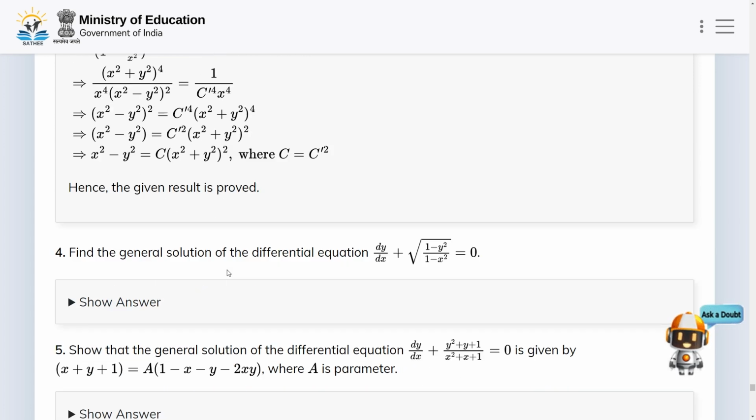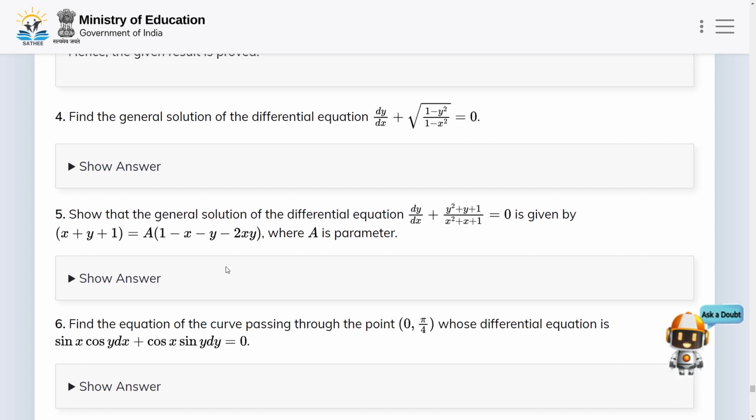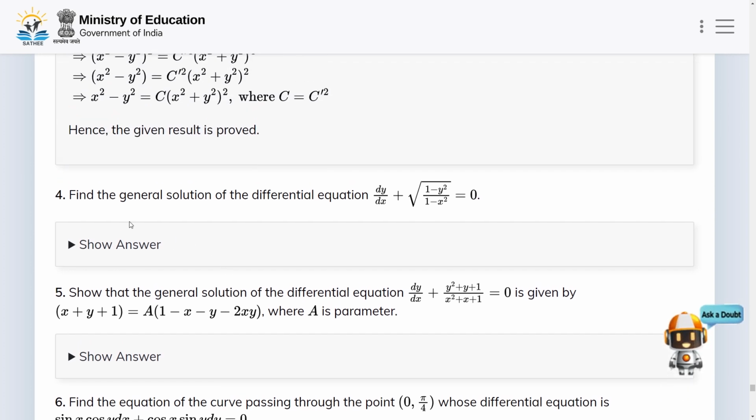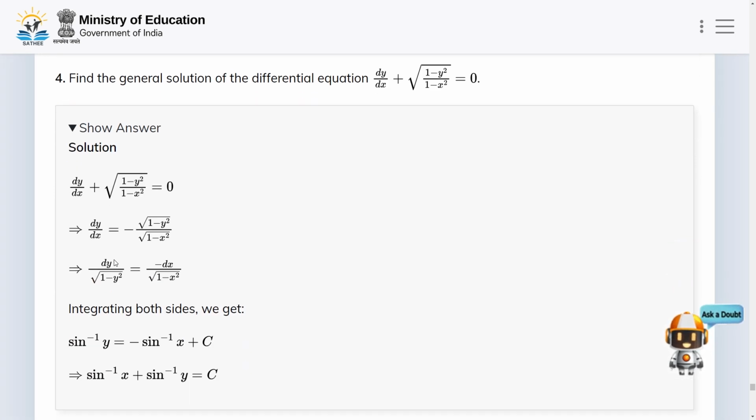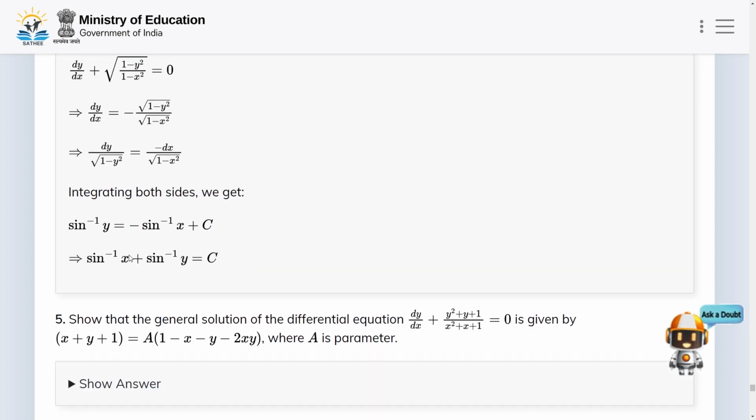Let us move next. Now fourth problem. Find the general solution of the differential equation this. So let's see. This can be easily solvable by just separation of variables, as you can see. You are having dy by root of 1 minus y square is equals to minus dx by root of 1 minus x square. This is sine inverse y. This is also minus sine inverse x. So you will have sine inverse x plus sine inverse y is equals to c as your general solution.